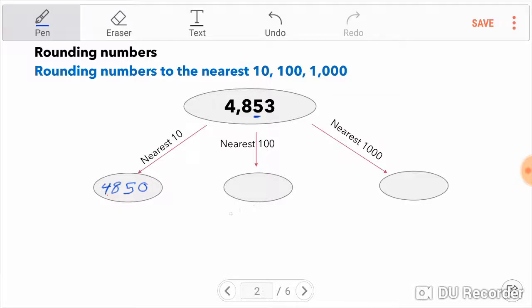Now the nearest 100. The digit in the 100 column is 8, and the next digit is 5, so we round up. That means the digit 8 becomes 9, and the 4 stays. The answer is 4,900.